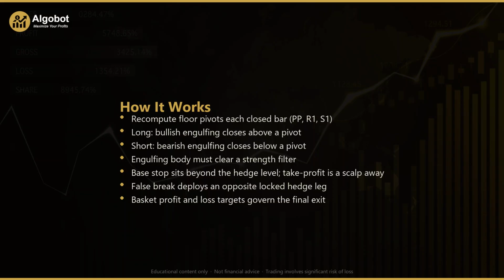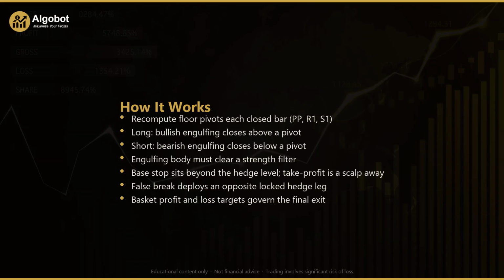The short setup is the mirror image. The strategy detects a bearish engulfing candle whose body covers the prior bullish candle, where the previous close sat at or above a pivot, and this candle closes clearly below it. When confirmed, the expert advisor opens a sell.